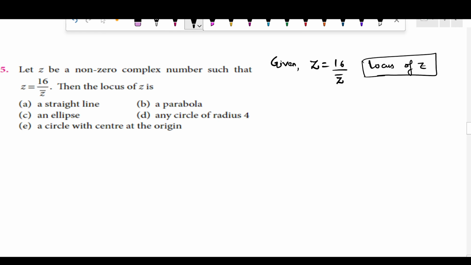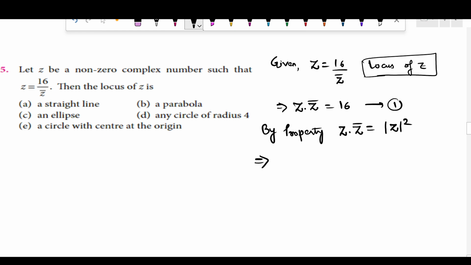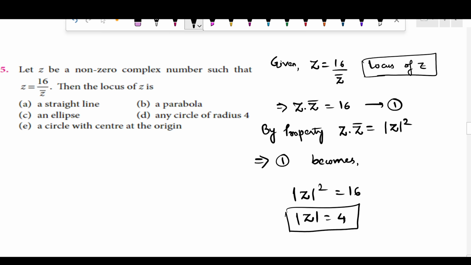We are given z equals 16 over z conjugate. Now we cross multiply, then z into z bar equals 16. Now by the property you know, z into z conjugate is equal to mod z square, right? This, named as equation 1, becomes mod z square equals 16, or mod z equals 4, right? Mod z equals 4.